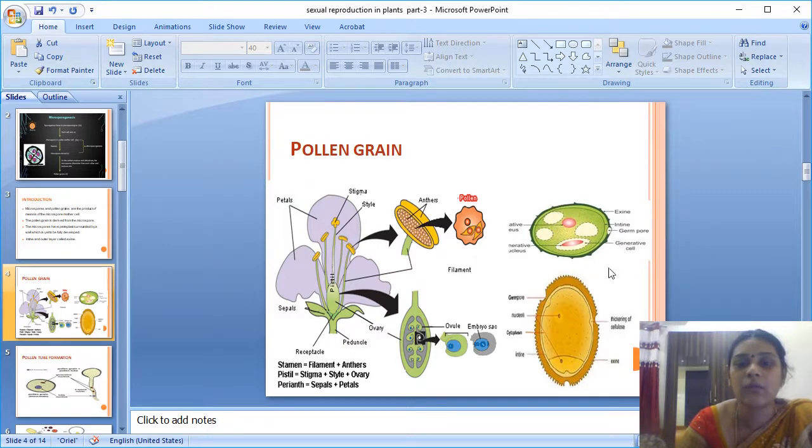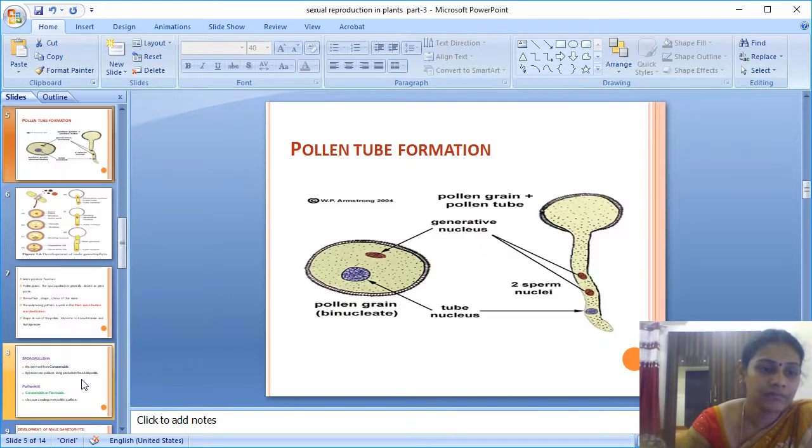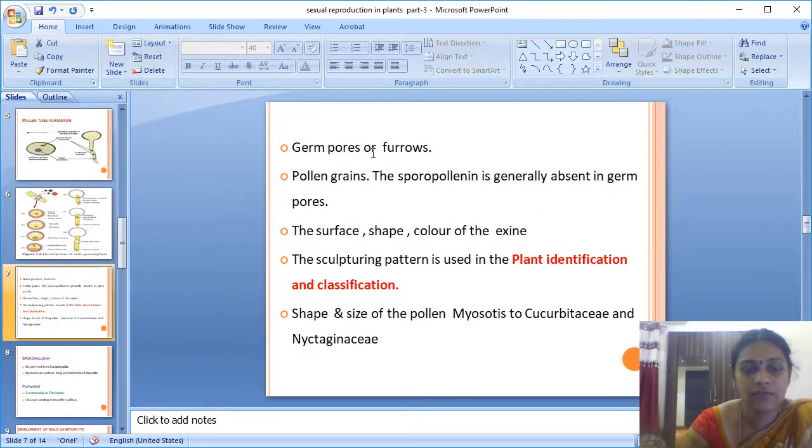Here and there are some empty spaces. That empty space is called a germ pore. What is that called? Germ pore. If the empty space is a circle or small circle, that is called a germ pore. If the empty space or the pore is somewhat elongated, it is called a furrow.